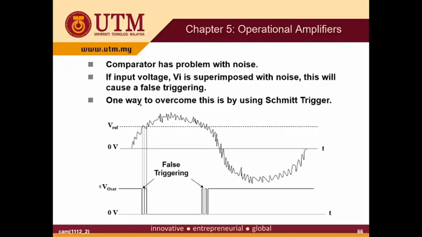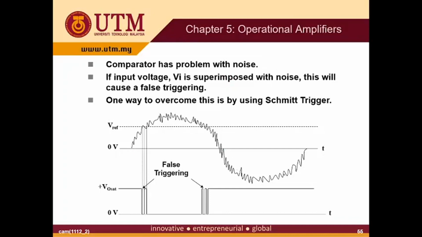The comparator op-amp is a very simple device, but it has a problem with noise. When the input is very fluctuated, meaning the input is not a fixed value or a solid waveform, it has noise. Okay, this is the input with the noise.